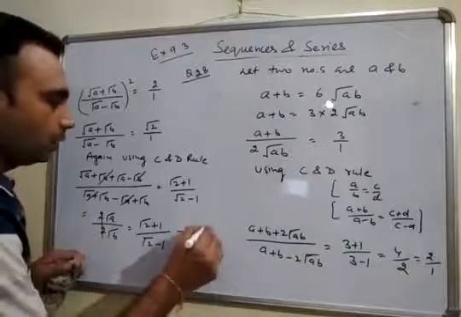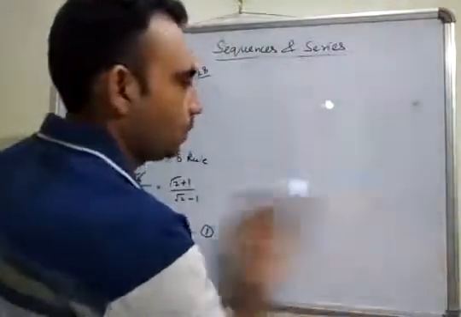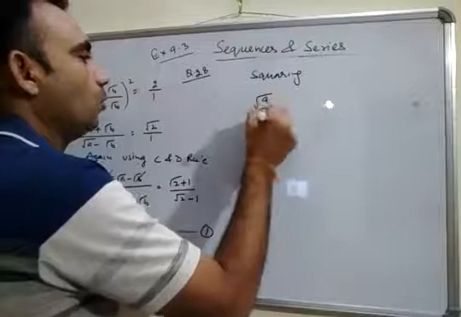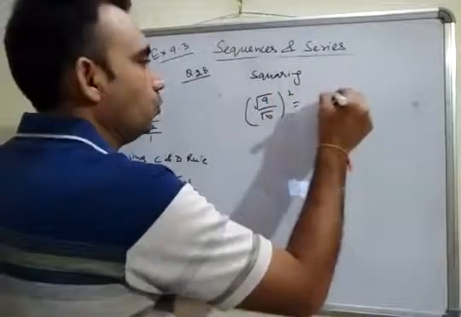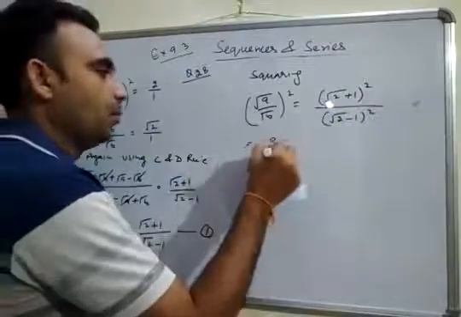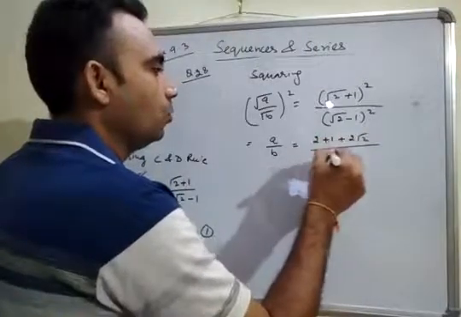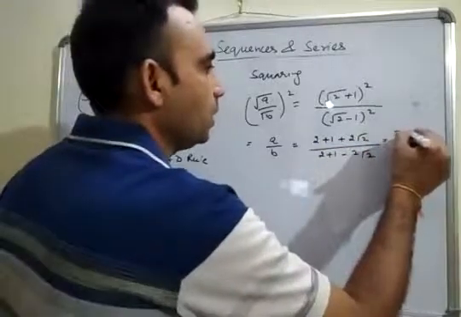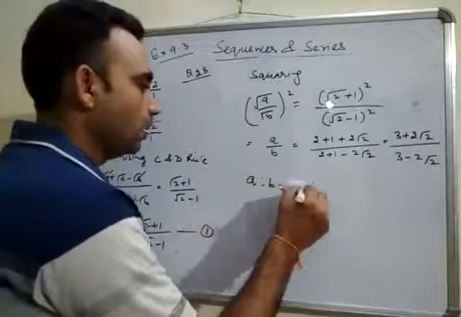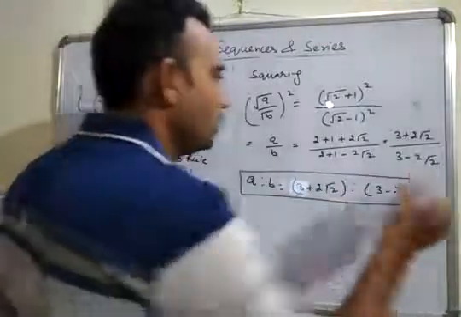So squaring again. Squaring first. So root A upon root B whole square is equal to root 2 plus 1 whole square upon root 2 minus 1 whole square, that is A upon B is equal to root 2 square, 2, plus 1 plus 2 root 2 upon 2 plus 1 minus 2 root 2. 2 plus 1 is 3, so 3 plus 2 root 2 upon 3 minus 2 root 2. So A ratio B is equal to 3 plus 2 root 2 ratio 3 minus 2 root 2, which we have to prove.